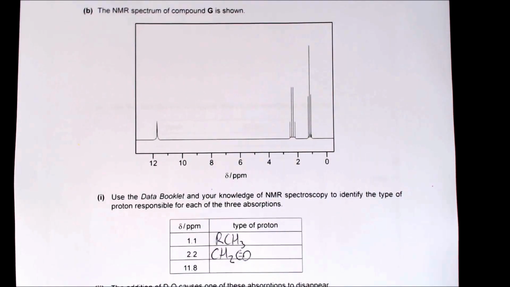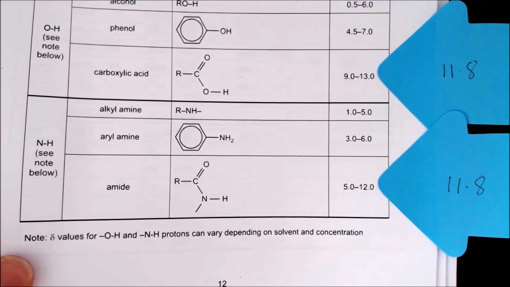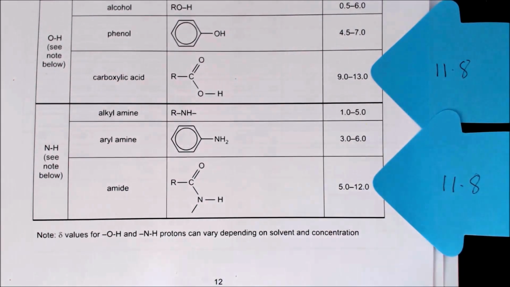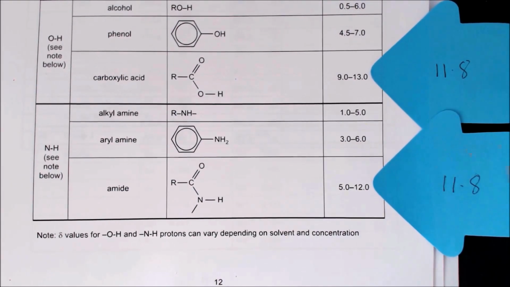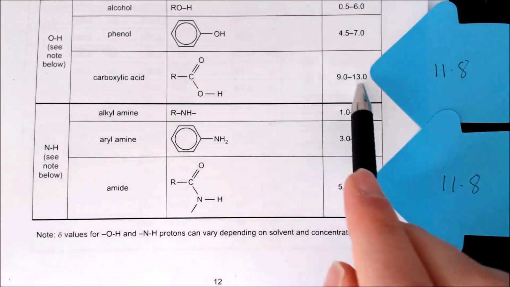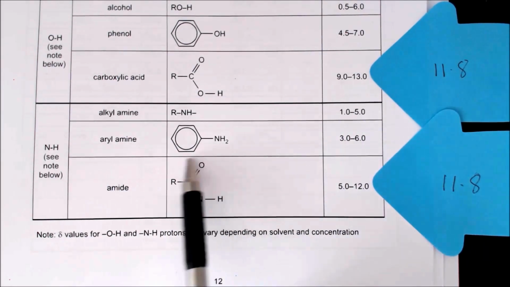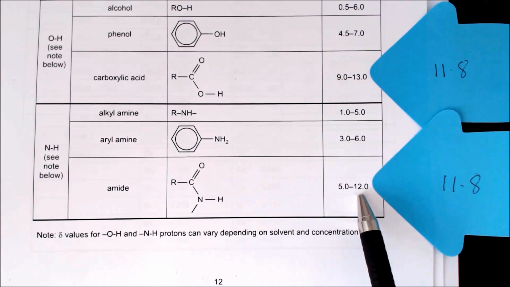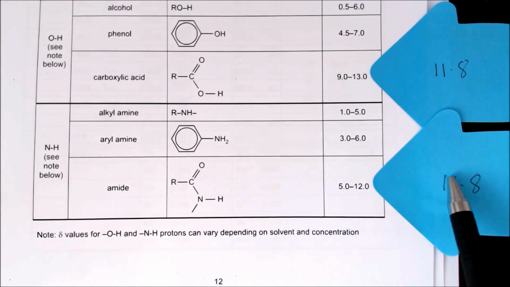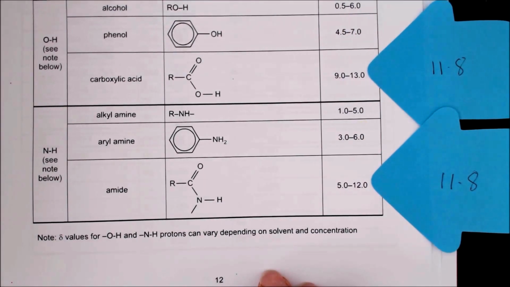And then 11.8. If we bring this back in, 11.8 is shifted really high up. So I'm going to put these two down here. We have 2 options here. It could be an RC double bond OH, which is a carboxylic acid group, because that fits into the 11.8 category, or it could be an amide group as well, which is 5 to 12. So that could fit into the 11.8 category as well. So actually, either of these could be possible, so I'm going to write down either one of them.